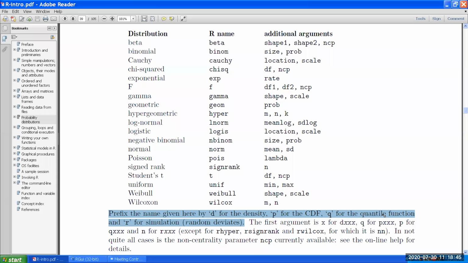Similarly, r is for random numbers. It will generate random numbers. That means you give a capital F of x value for a particular distribution, and x is nothing but the inverse of capital F at that value.